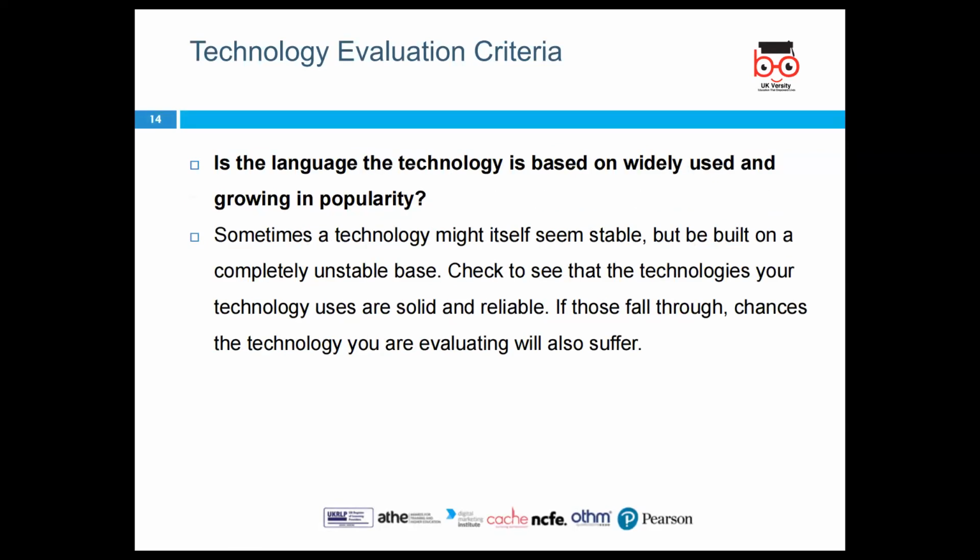Also, is the language the technology is based on widely used and growing in popularity? We can see that sometimes a technology might itself seem stable, but be built on a completely unstable base.